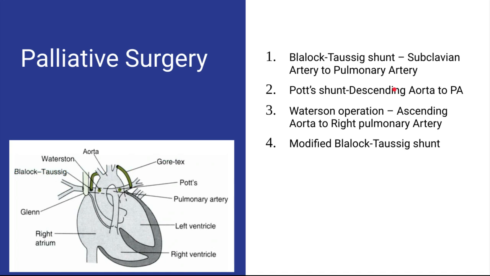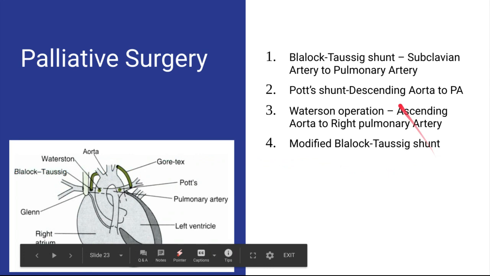Then next is palliative surgery. Palliative surgery will increase pulmonary blood flow. So first is Blalock-Taussig shunt, where subclavian artery is anastomosed to pulmonary artery. So this subclavian artery is anastomosed to ipsilateral pulmonary artery. So systemic blood is going to pulmonary blood flow, and oxygenation will be improved.